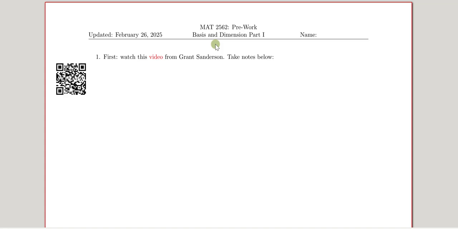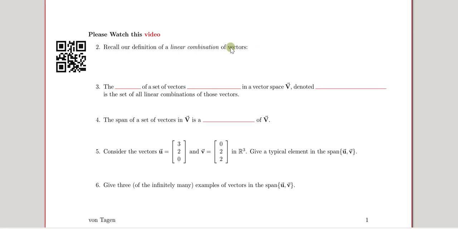If you haven't already, please pause this video and go watch the introduction by Grant Sanderson of 3Blue1Brown. He discusses the ideas of span and basis and a little bit of dimension, and I think it's very helpful to start with that visual understanding. So if you haven't paused this video, go watch that one and take some notes to yourself. If you've already done so though, let's go ahead and jump into our delivery of the topic.